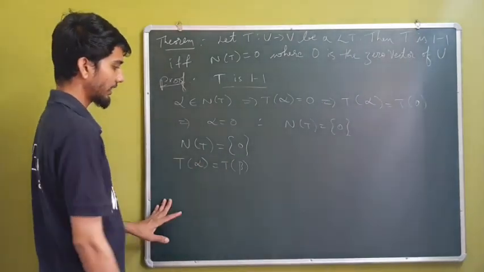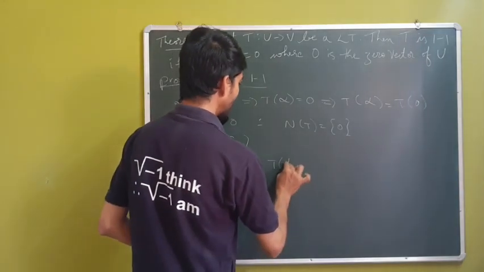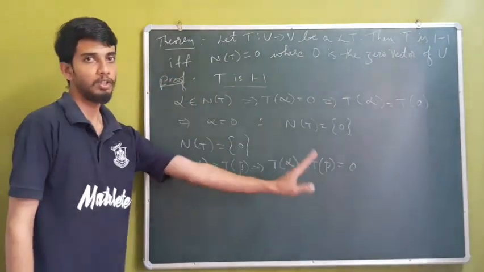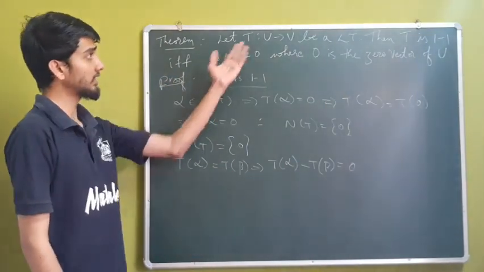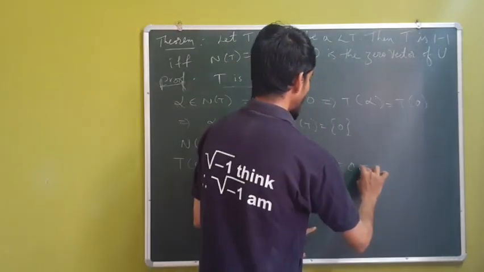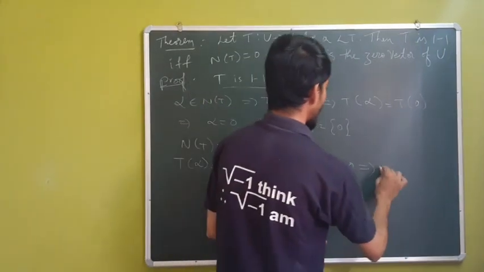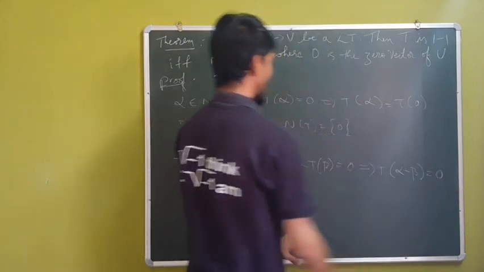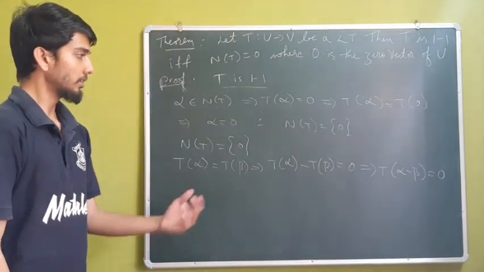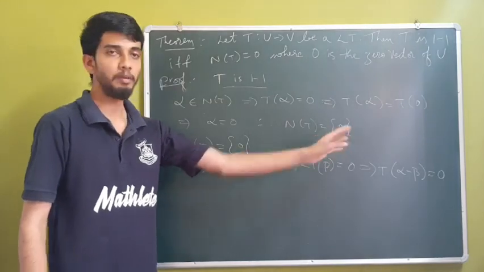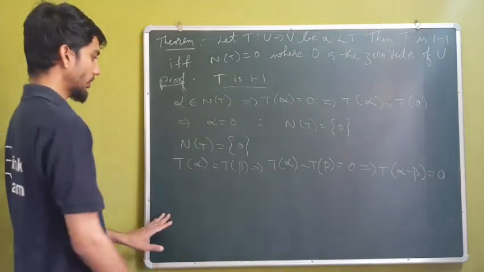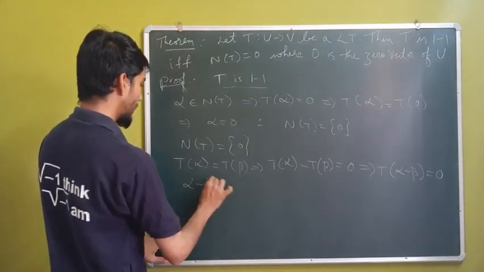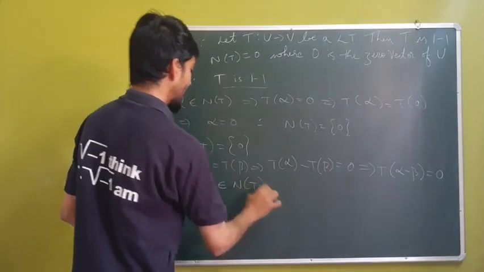So if T of alpha equals T of beta, this implies T of alpha minus T of beta equals 0. And since T is a linear transformation, T of alpha minus T of beta is the same as T of alpha minus beta, and that is equal to 0. The next thing is, since T of alpha minus beta equals 0, therefore alpha minus beta should be in the null space of T.